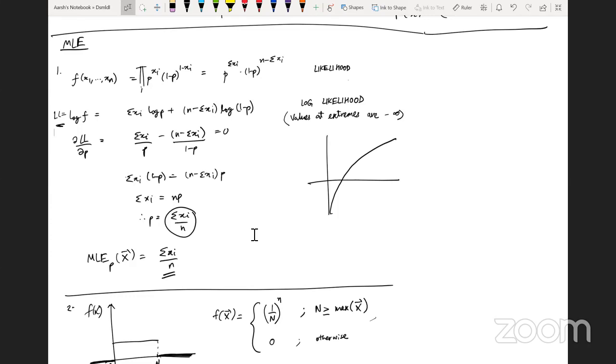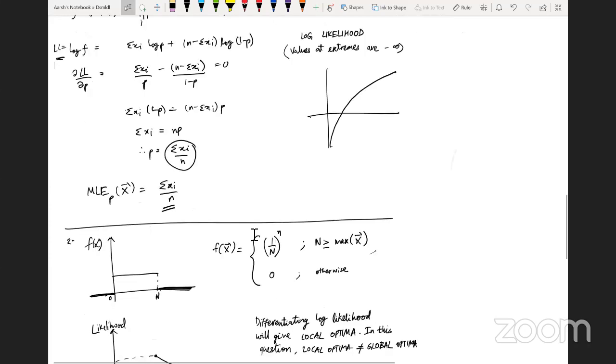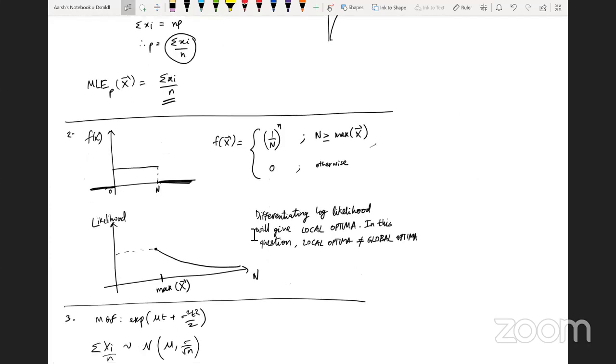Okay, I'll move to the next question. This next question is that we have been given the PDF for a uniform continuous random variable, and we want to find out the MLE for capital N. So first we'll visualize the PDF to get some intuition about it.